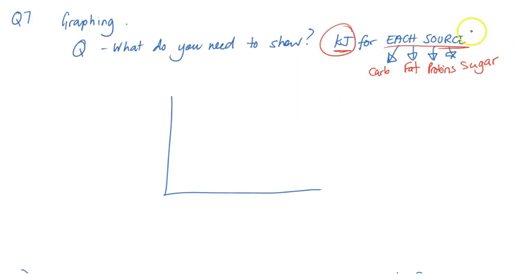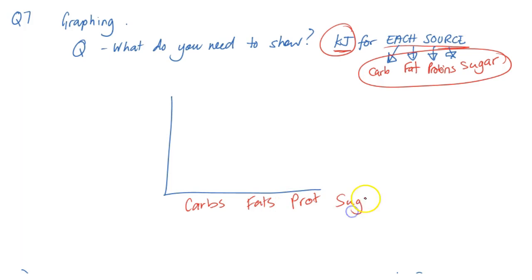So it wants you to show these split up on a graph and how many kilojoules they each have. So here's your two different parts of your graph. The number of kilojoules for each one of these. These are your groups. So if you have groups, you normally put them on the bottom of a graph. So you'd have your carbs, your fats, your proteins, and your sugar. And of course, if you want to know how big they are and compare them, you're going to have your kilojoules on this side of the graph.